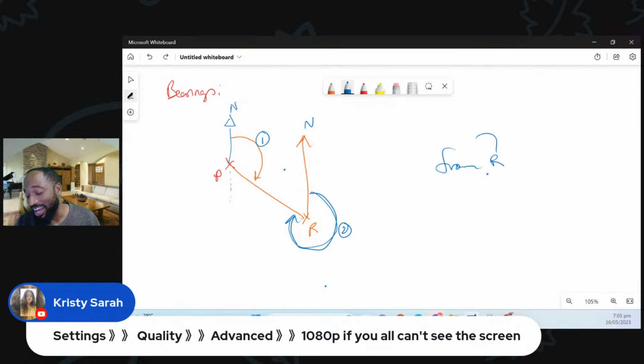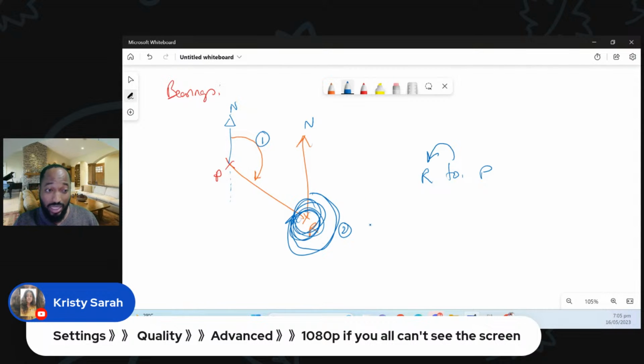And if they want the bearing of R to P, where is it supposed to come from, 1 or 2? If they say R to P, you still take from behind. That's the same thing we're talking about. You start off on R and you go to P. So it's this bearing we're looking at. Still 2. So, again, important.